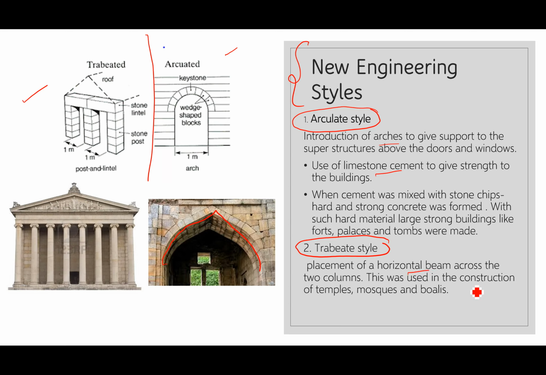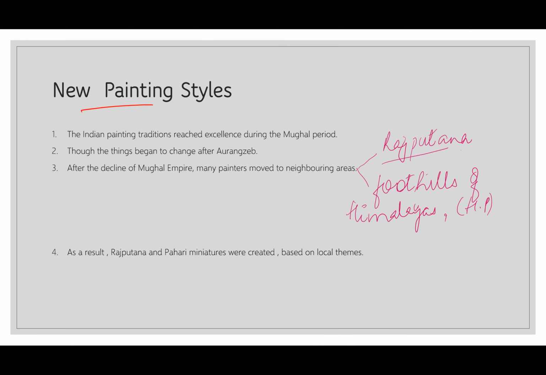It was used in the construction of temples, mosques, and baolis. So it was like this. Now, it was a placement of a horizontal beam across two columns, right? Across the two columns, and this kind of style was used in the construction of temples, mosques, and baolis. Now, what were the new painting styles, right?